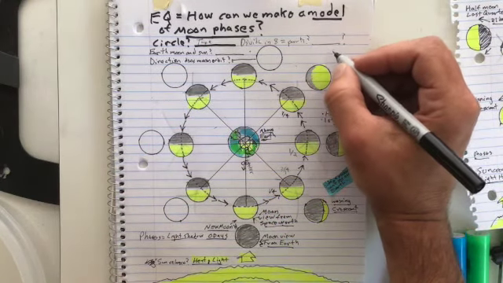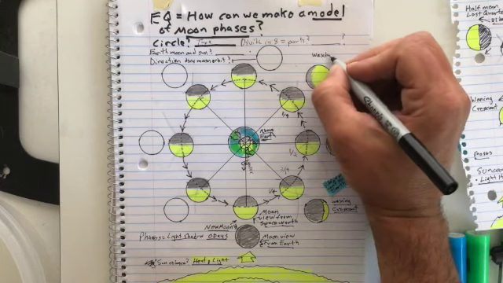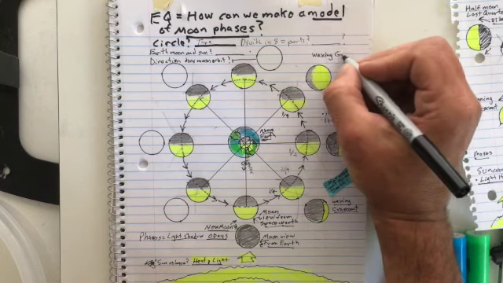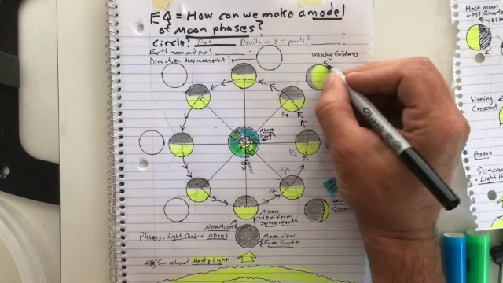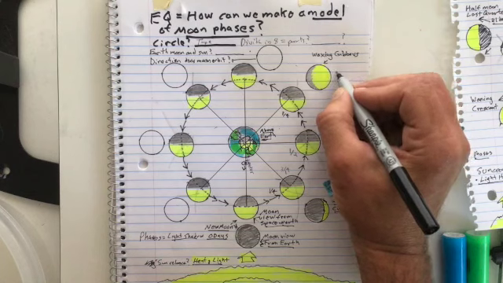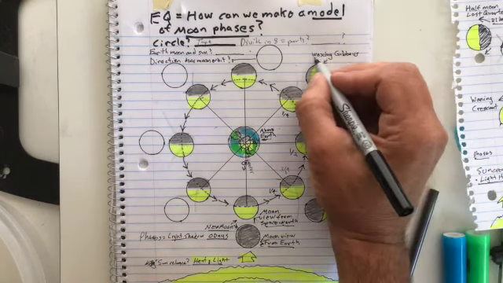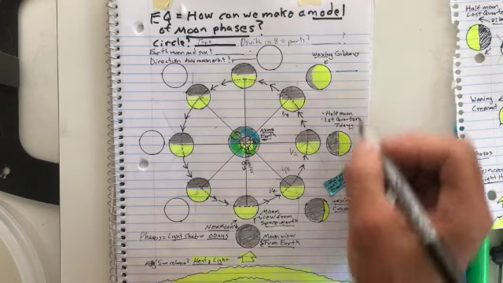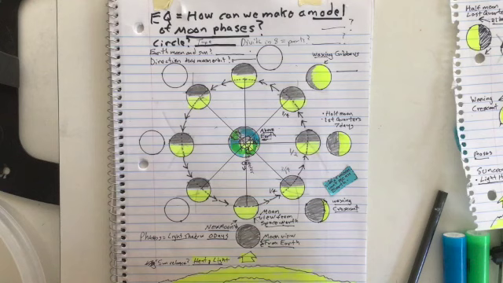All right, so this would be a waxing gibbous right here. Waxing gibbous, the type of moon. And what does waxing mean anyway? If you look at waxing, what do you think it means? And again, with our inquiry, pause the video and write down what you think waxing means.